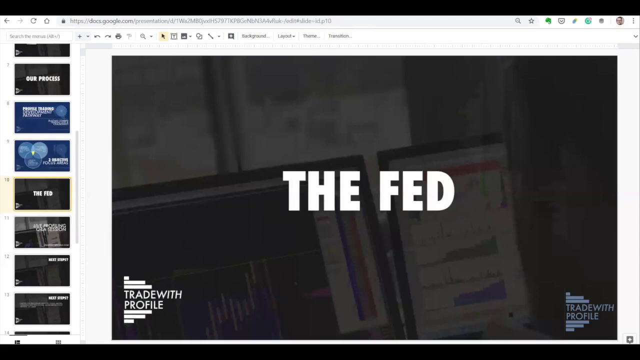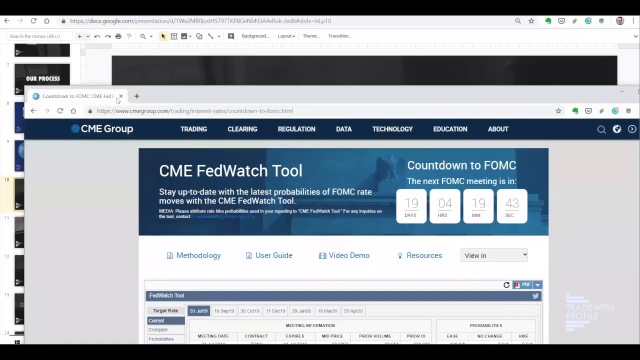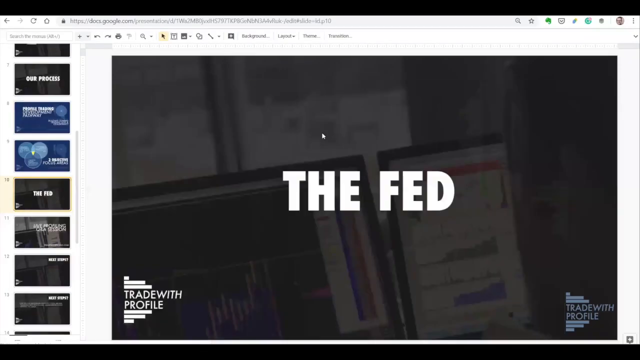If you don't have it on your radar, there is a great tool that the Chicago Mercantile Exchange has called the CME FedWatch tool. I'm going to pull this over here real quick and we can take a look at this. Oh, way too low. Let me just add this as a tab. Here we go.